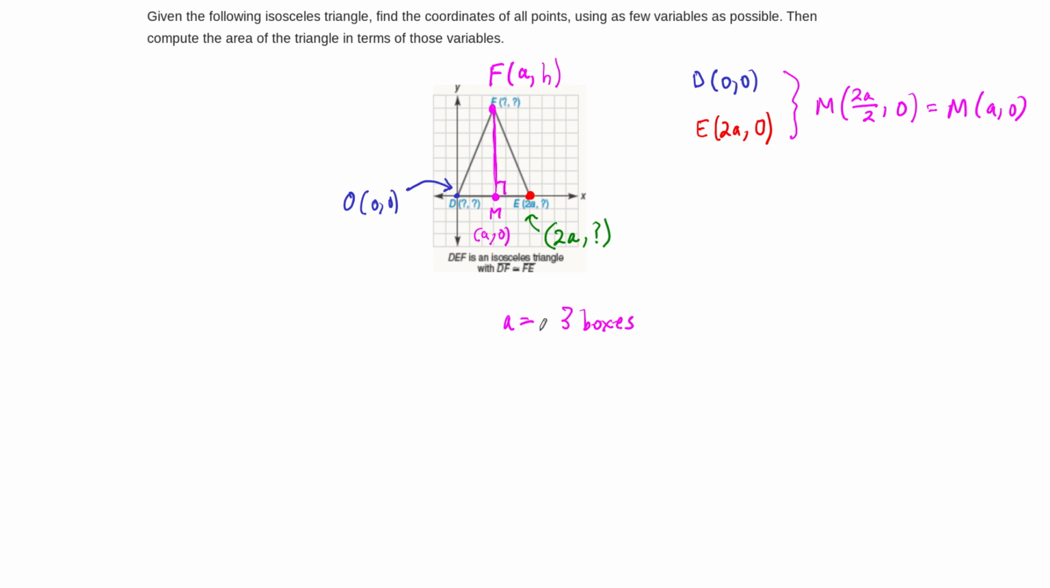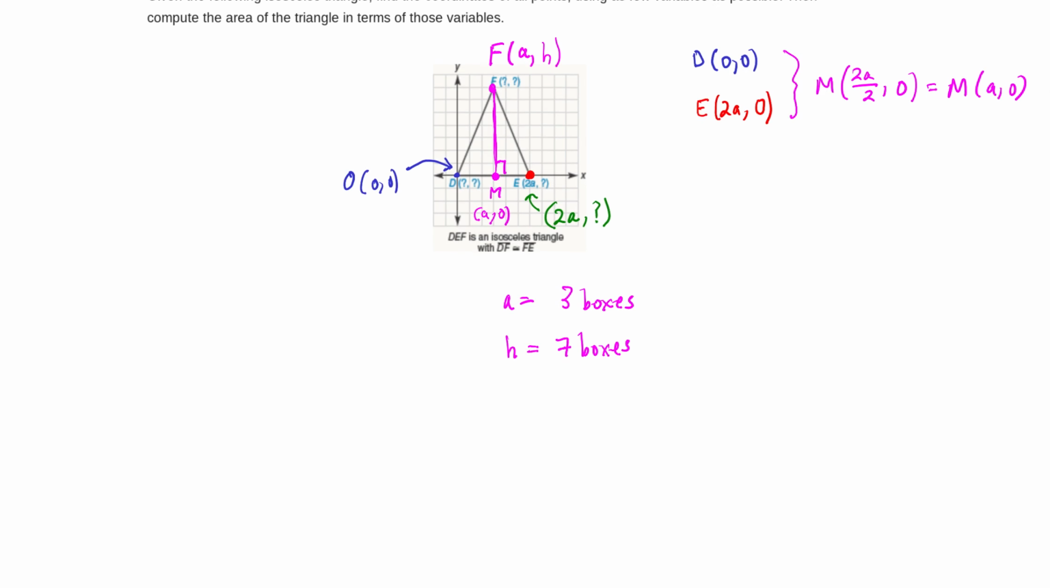We don't know what a is. A might be a big number, it might be a really small number, it might be 1, right? It might be a third, it might be 3, who knows? But what we know is that on our grid, a is 3 boxes. And so then we can count up here. So 1, 2, 3, 4, 5, 6, 7, right? So F is at a height of 7 boxes.